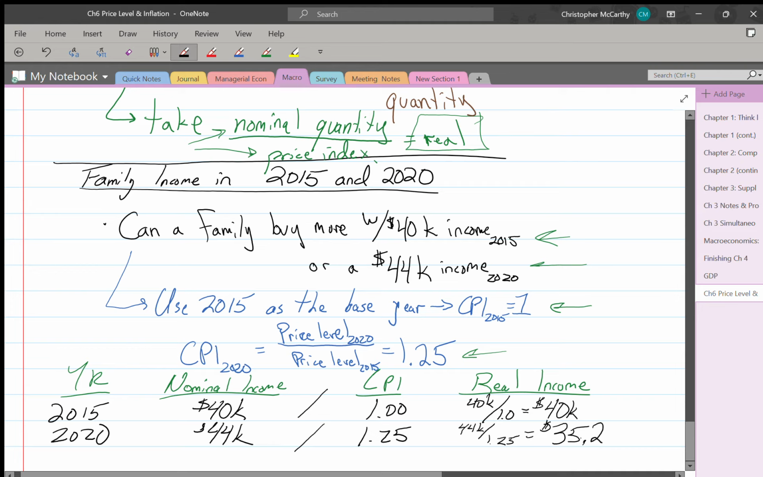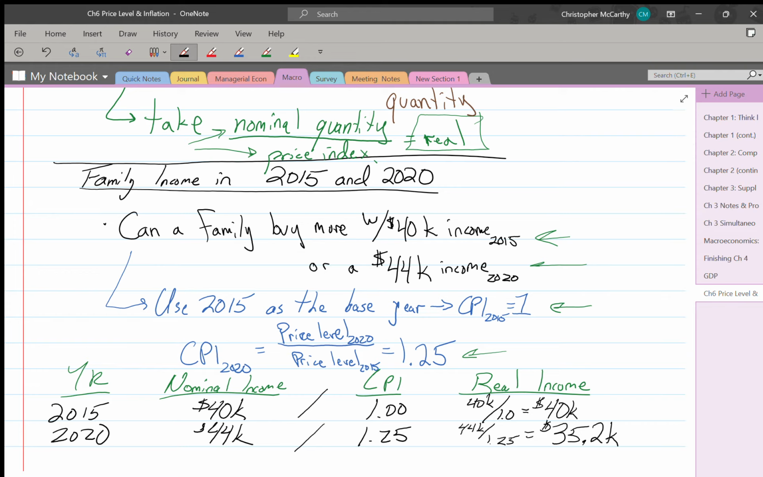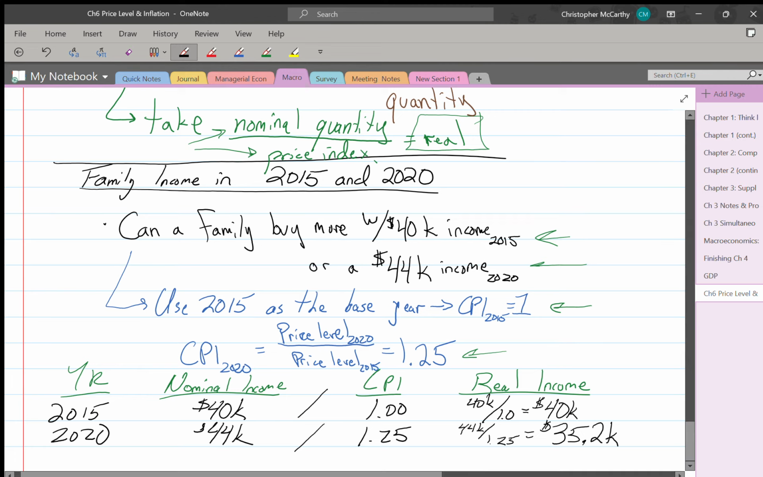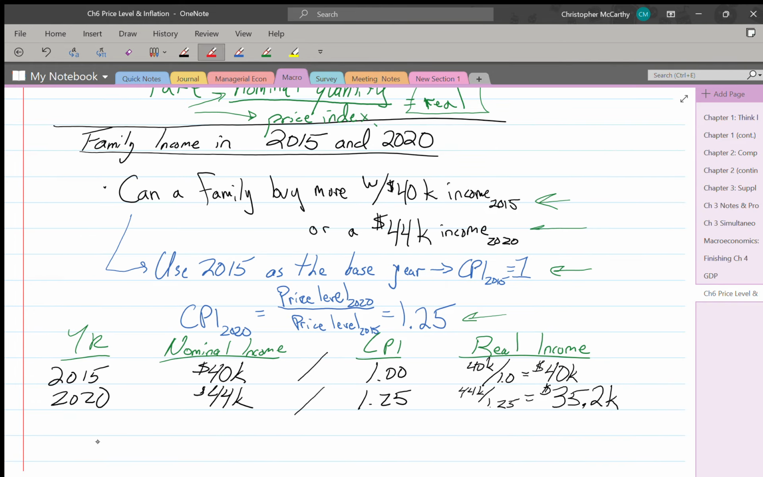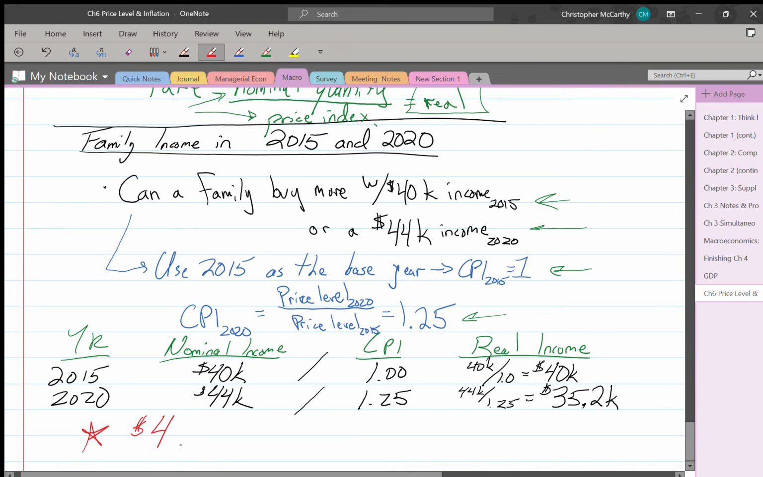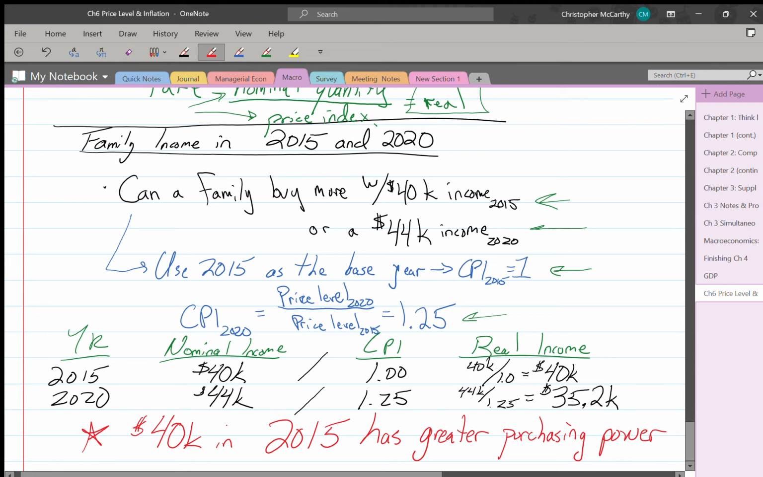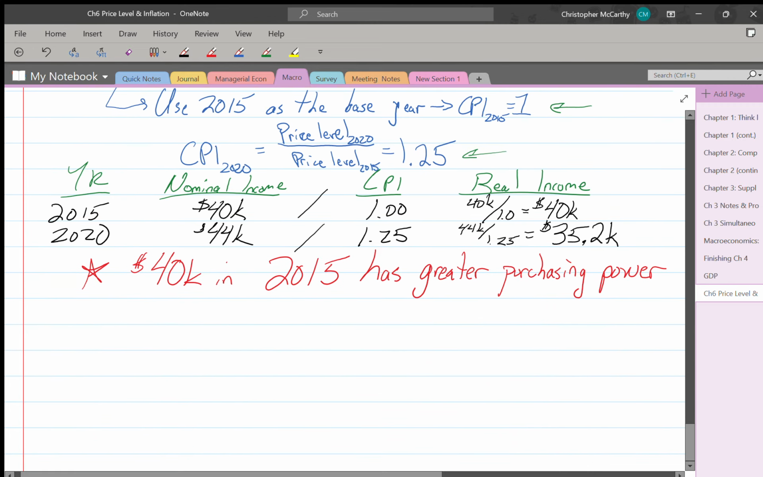35,200. So we can say 35.2K. So we actually find that the $4,000 raise isn't more money than you were making in 2015 when we account for the price changes. So what do we figure out? That the $40,000 has what we call greater purchasing power. What do we mean by purchasing power? Well, just that. It's the power to purchase a specific amount of goods and services.